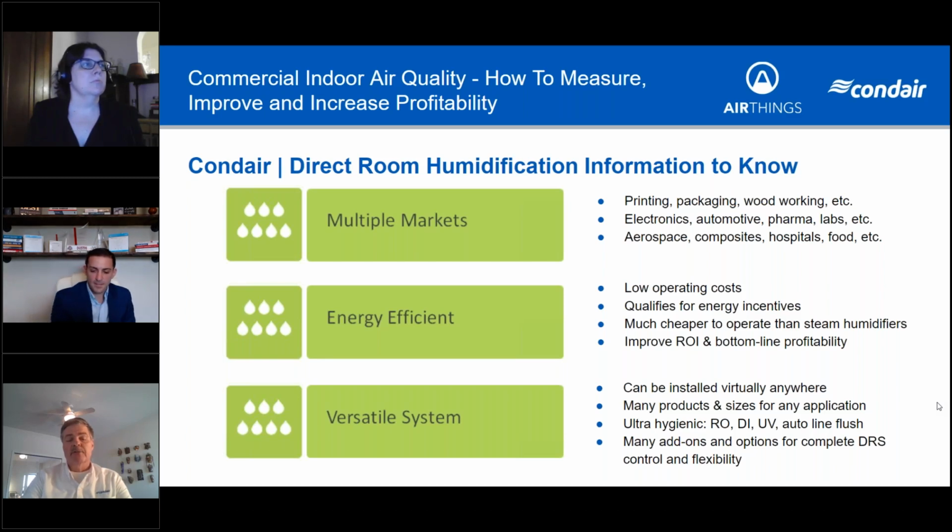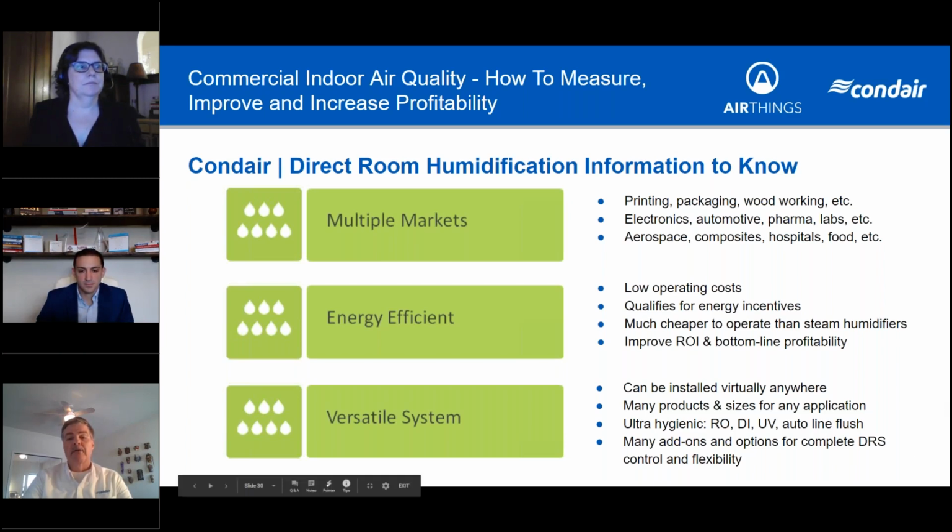Also, it is a very versatile system. These are all custom designed for each specific space. So it's not, hey, pull it out of a box, throw it in the space and let it rip. It's something that we actually take the time to work through design for the specific facility. Also, it is very ultra hygienic, and I'll talk more about that later. We use different levels of treated water and different systems to provide that high level of hygiene, which is important for the personnel who are actually in the space, whether it's out on the production or manufacturing floor or in the office space within the building.